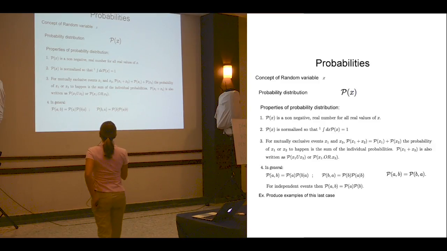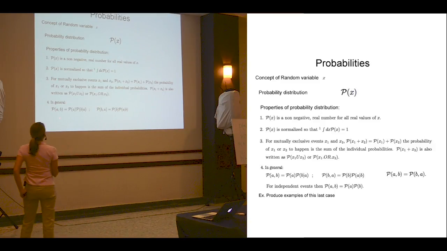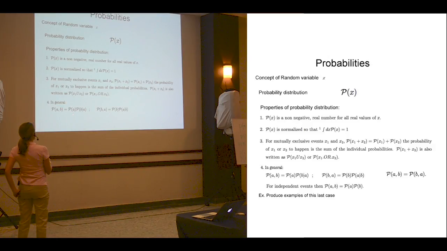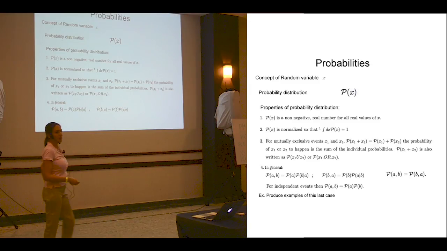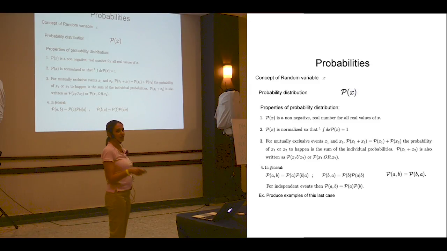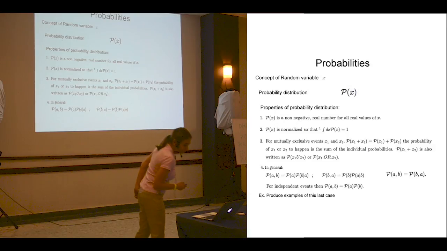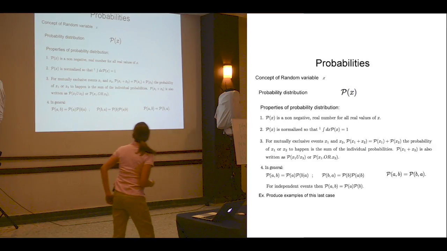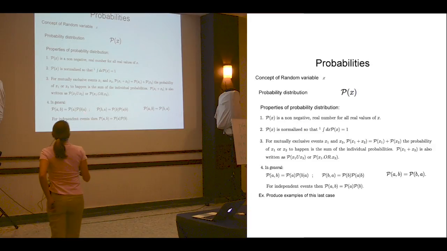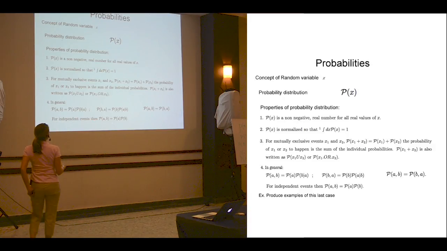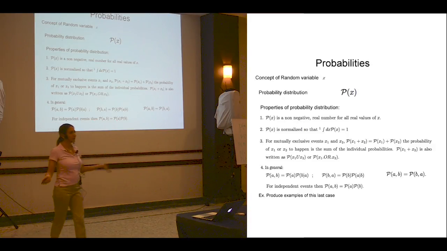Okay, and in general, the probability of A and B is the probability of A times the probability of B given A, and the probability of B and A is the probability of B times the probability of A given B. And we've seen some example of this this morning. So for independent events, the probability of A and B is the probability of A times the probability of B.